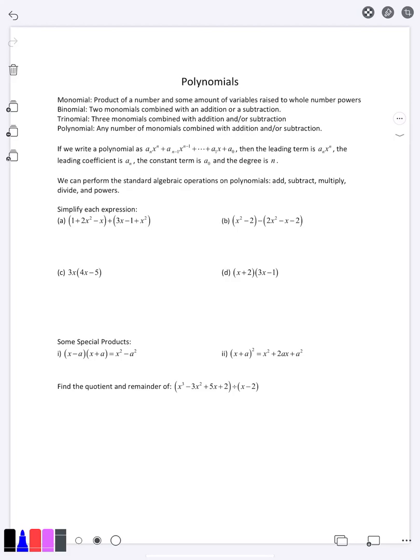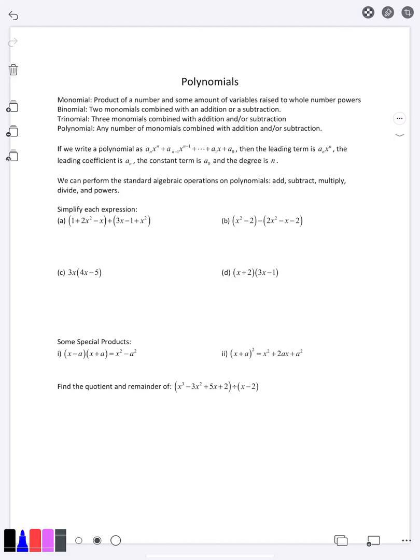Binomials are when you take two monomials and you either add or subtract them together. Then you have two terms, that's called a binomial. If you have three terms, that's called a trinomial. And then the generic word that covers all of these is called polynomial. Now, a polynomial could have 17 terms, or you could only have one term. They're all still called polynomials.